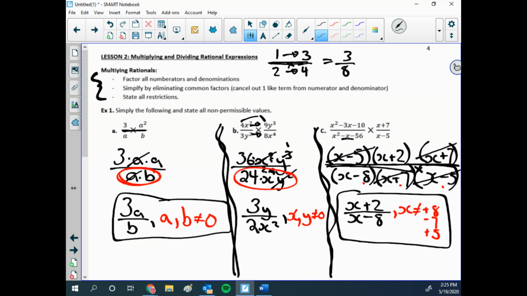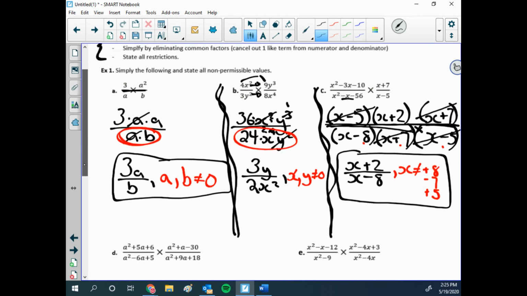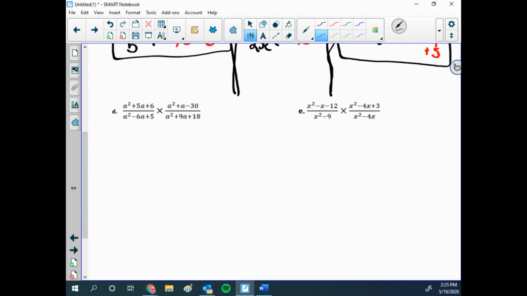Okay, I will do one more for multiplying, and then I want to take a look at dividing. So here's two examples. They're both going to be solved with the same sort of strategy. Which one looks more complicated? Let's go to E because I haven't factored with that particular strategy yet.